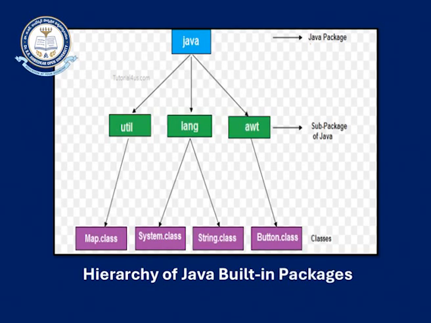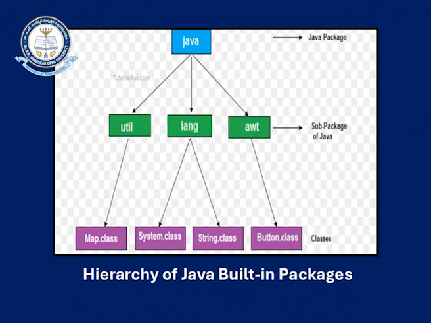And within that Java package, as I said already, this is just like a folder. Within that, I have three subfolders in general terminology. In technical terminology, in the Java package, I have three sub packages. The names of those three sub packages are util (utilities), lang (language), and AWT, the abstract window toolkit. This sub package is used in the GUI concept.